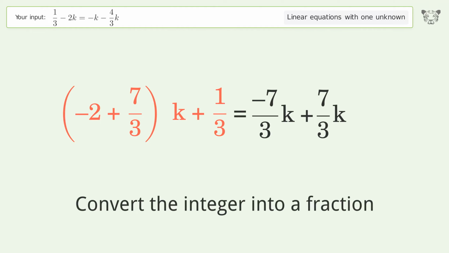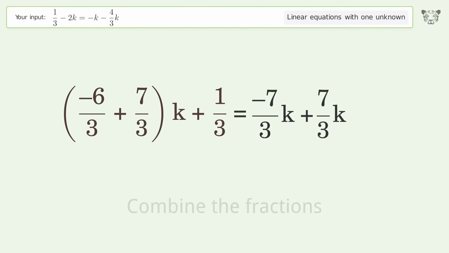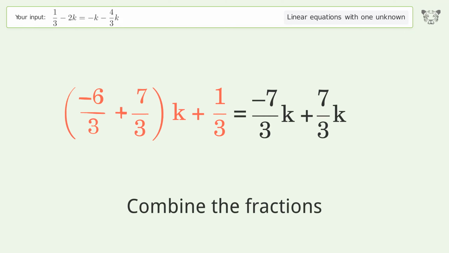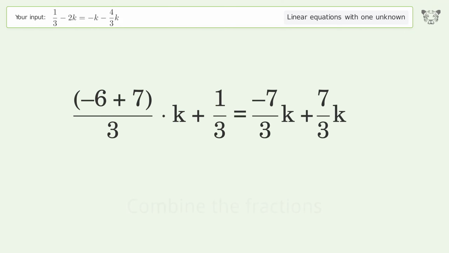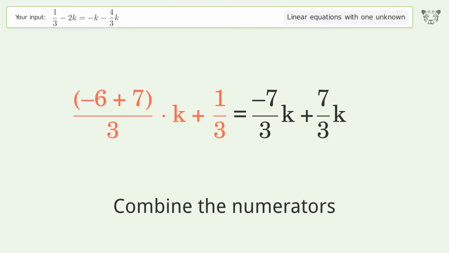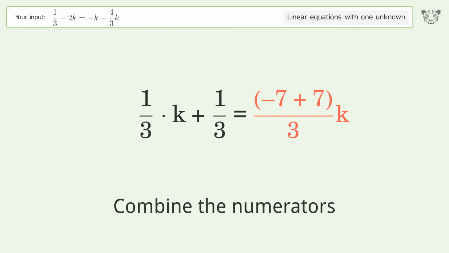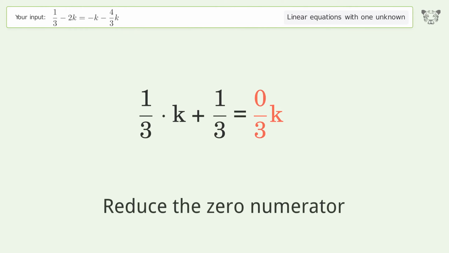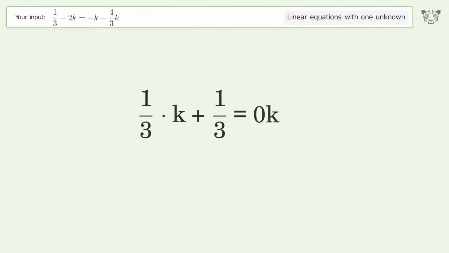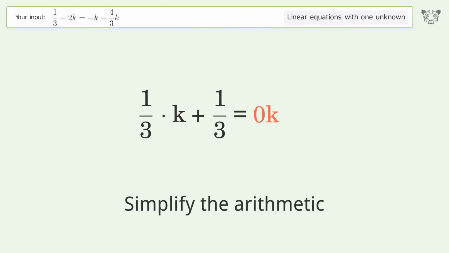Convert the integer into a fraction. Combine the fractions. Combine the numerators. Combine the fractions. Combine the numerators. Reduce the zero numerator. Simplify the arithmetic.